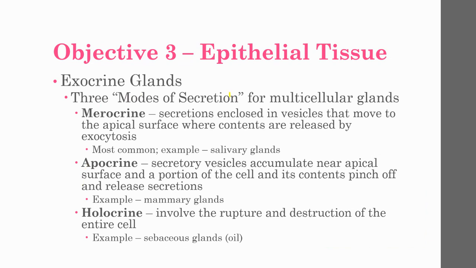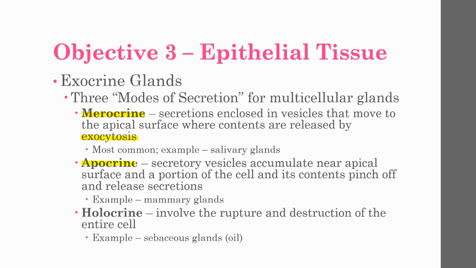And so there's three main modes of secretion. We have merocrine, and the key to merocrine is that they are going to release their secretions by exocytosis. And so this is one of those examples of bulk transport. So vesicles will contain the secretion. They will fuse with the cell membrane, and they will release those substances into the duct. And so an example of that is a salivary gland that releases saliva.